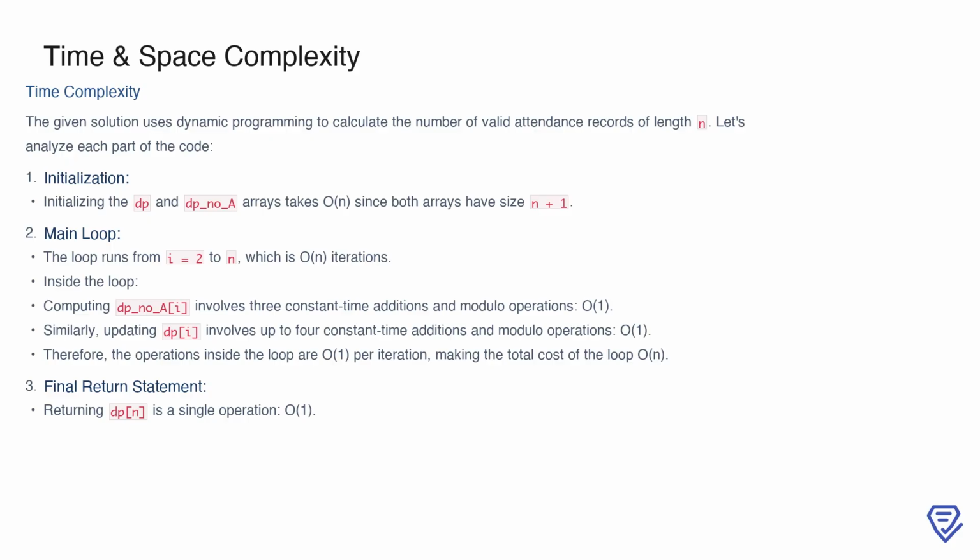Within each iteration, the calculations for dp_no_a[i] involve 3 additions and modulo operations, all of which are O(1). Similarly, updating dp[i] involves up to 4 constant time computations. Since these operations are O(1) per iteration, the total cost of the loop is O(n). Lastly, the return statement simply retrieves the value of dp[n], which is an O(1) operation. Combining these, the overall time complexity includes O(n) for initialization, O(n) for the loop, and O(1) for the return, giving us a total time complexity of O(n).